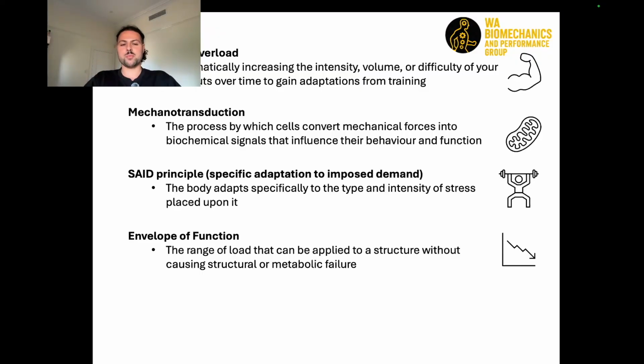And then this new principle, I guess you could call it, or framework, is the envelope of function. Now, this is probably new to a few people, and this is the range of load that can be applied to a structure without causing structural or metabolic failure. But let's go into the envelope of function now.